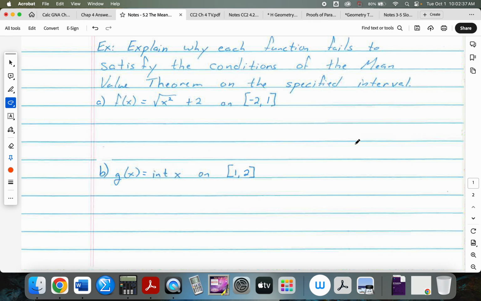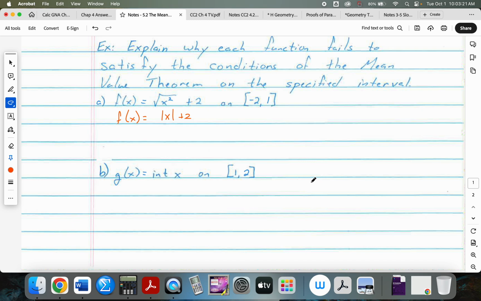All right, so let's take a look at this one. Explain why each of these fails to satisfy the conditions of the mean value theorem on the specified interval. Well, this first one, I put this one in here because there's never really a time that people teach this, but what is the square root of x squared? I'll give you a hint, it's not x. Absolute value. It is the absolute value of x. Because x squared is always a positive quantity, and the square root, it's the principal square root, so it's got to be positive as well.